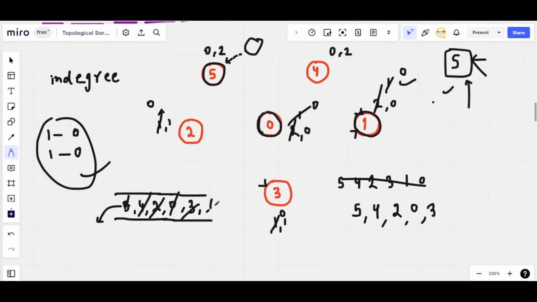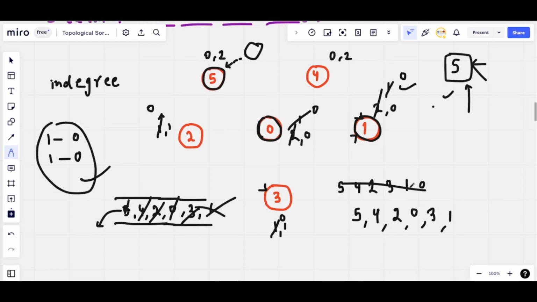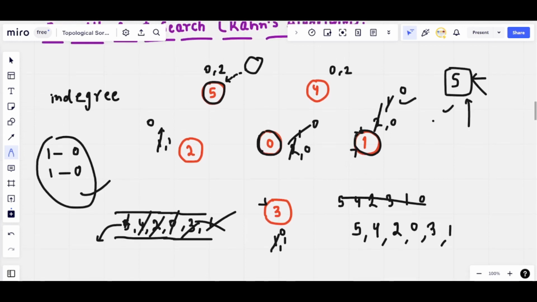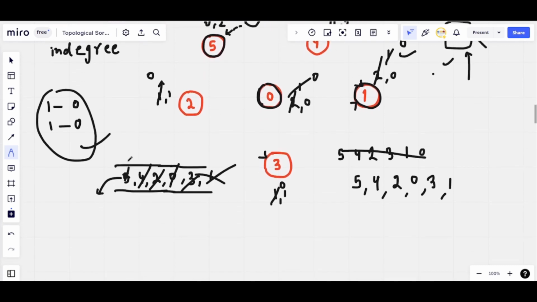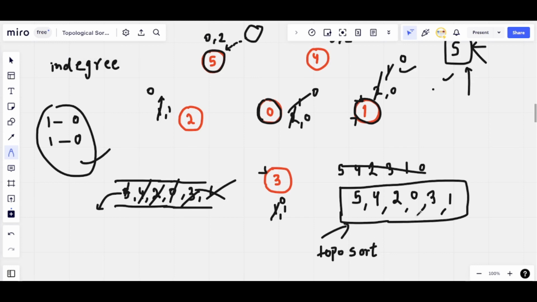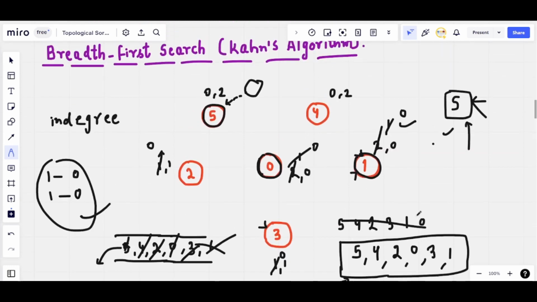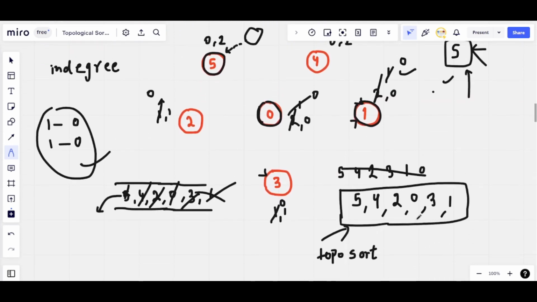Okay, now we process node number 1. We pop it out of the queue, push it into the answer array, and then process it. We mark it as visited. Now all of our nodes are visited and we have an ordering in this array. This ordering is nothing but the topological sort. So that's how we process it. Fine, so you got the idea of how we are doing it.